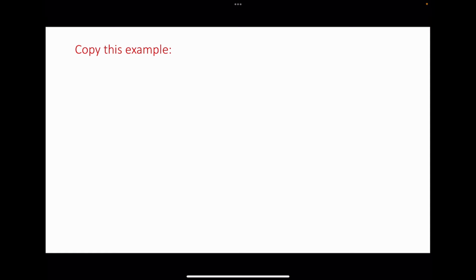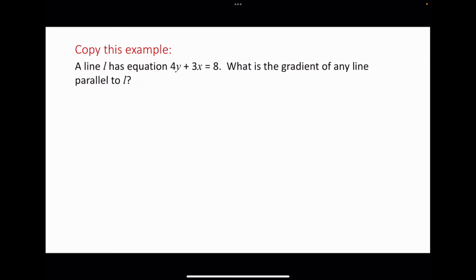Okay, so if I look at this example here, it's saying that a line L has equation 4y plus 3x equals 8, and we want to know the gradient of any line parallel to L. So this question is basically asking us to extract the gradient. Remember, parallel gradients are the same. So if we extract the gradient from the equation that we're given, we know that the same line or any line that's parallel to it is going to have the same gradient.